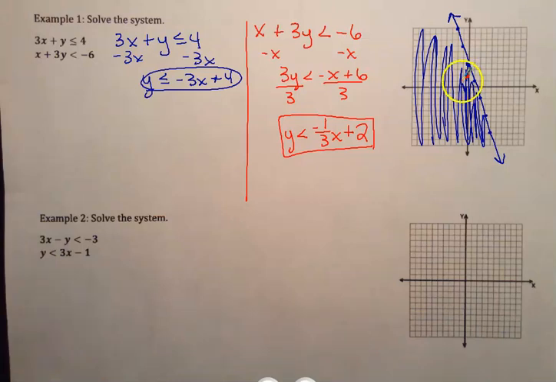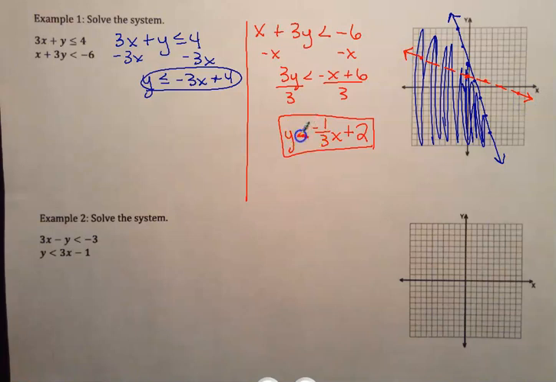Now I'm going to go down 1 and right 3, down 1 and right 3. It has the inverse. Then I'm going to go up 1 and left 3, up 1 and left 3. Pretty close. This one is less than, so we have a dashed line through there, with my arrows on it.